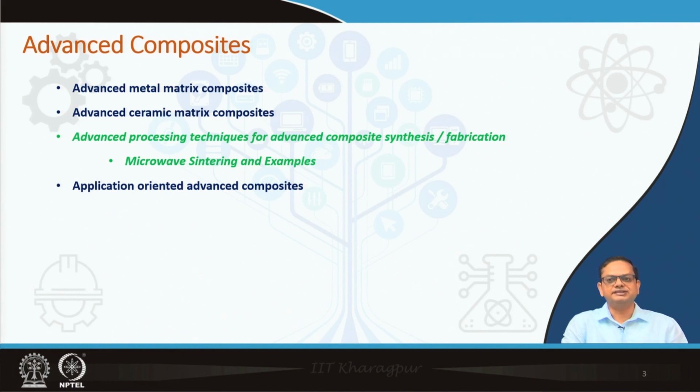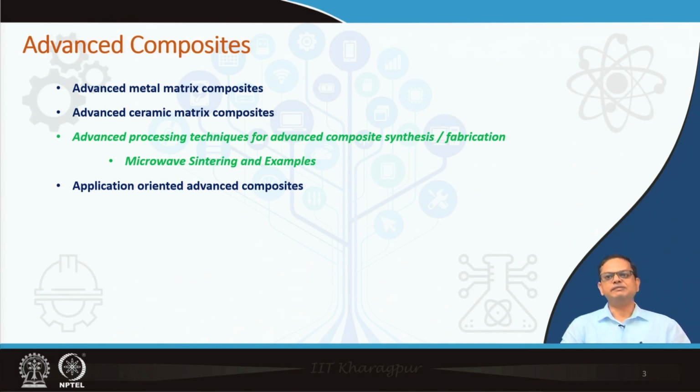For the last few classes, we are discussing the topic of advanced composites. We have divided this topic into 4 classes initially. The first is advanced metal matrix composites, then advanced ceramic matrix composites, and these 2 topics have already been discussed in detail with examples and case studies. For the last couple of classes, we are discussing the third topic, advanced processing techniques for advanced composite synthesis and fabrication.